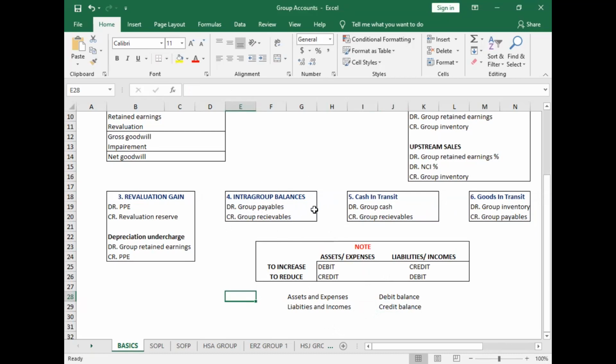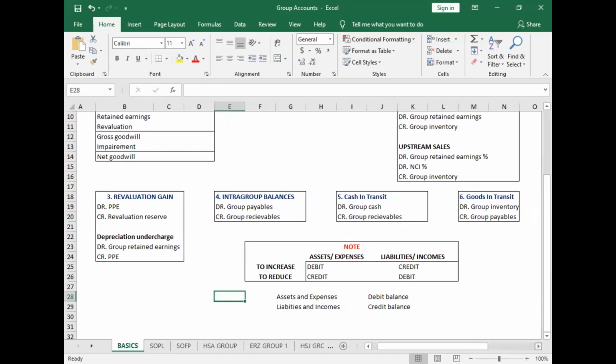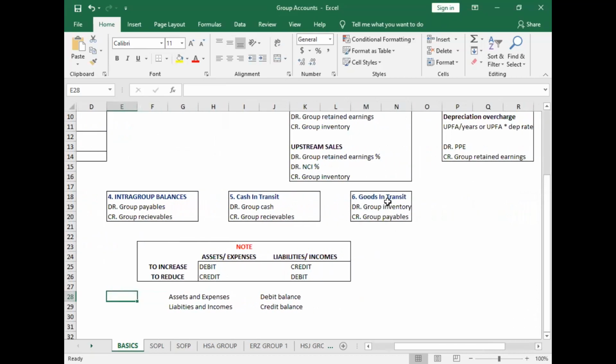We debit payables, then we credit receivables. This one will be lessing from both. Then we have cash in transit. We debit cash, that is we add to cash, then we credit receivables. This means we will be lessing. And goods in transit, we debit inventory, which means we'll be adding to inventory, then credit group payables, which means we'll be adding to payables.